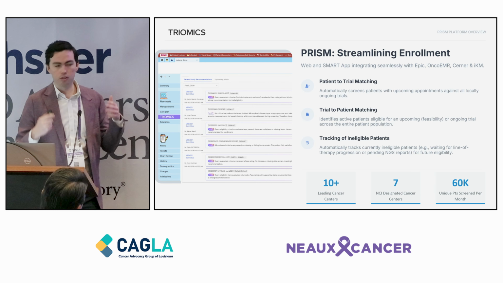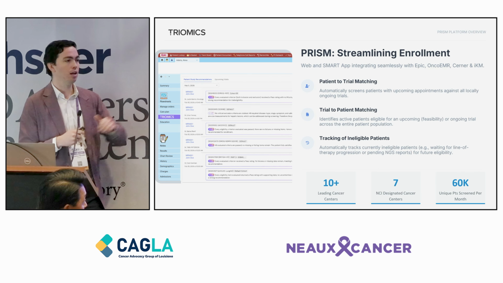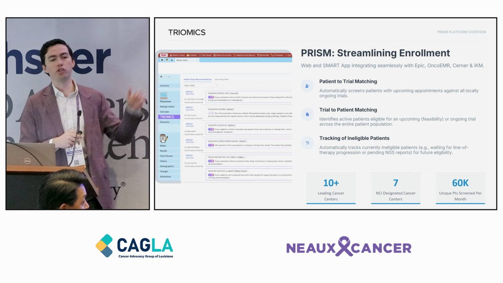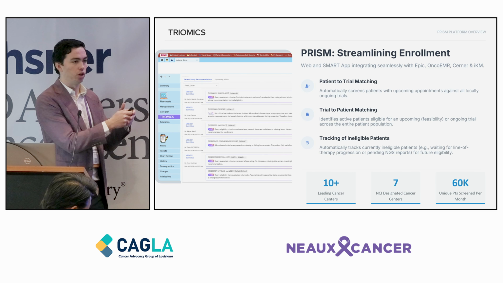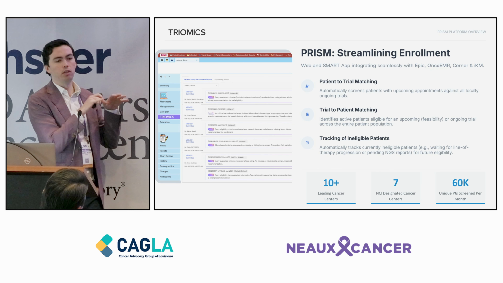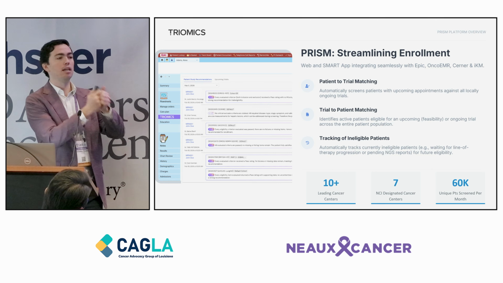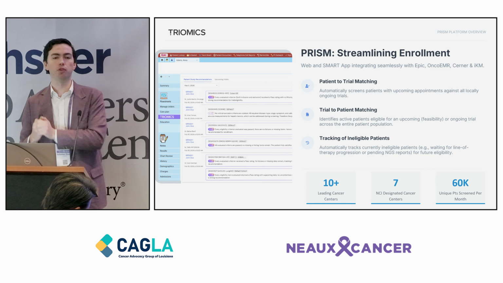And so this is the capability to now say that every time we have an upcoming patient appointment, that's the trigger our system uses to screen that patient in that moment, using all of their medical history, against the active population of clinical trials at that institution. And we're doing that in advance of that patient coming in for their appointment.